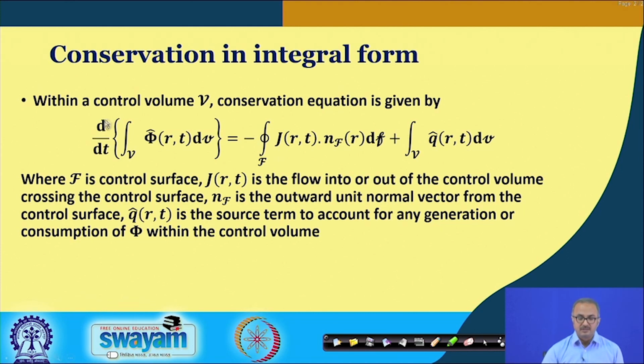Now you look at this integral form: we are integrating over the whole control volume. This is the whole surface, and this cyclic integral means the surface is closed, so there is no gap in the surface. That is the meaning of the cyclic integral. And this last term is again over the volume, because the generation is per unit volume.